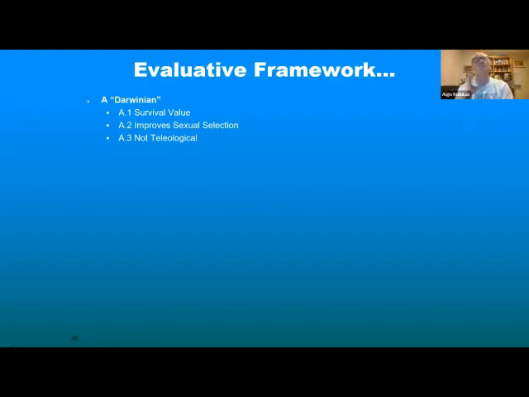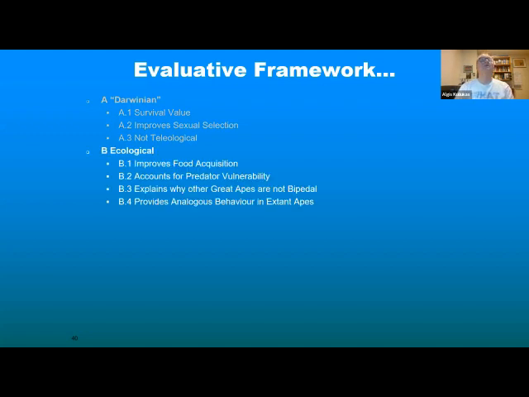So I've got a category of Darwinian things. Whatever it is, it should provide a good survival value. It should provide a good mechanism for survival. It should improve sexual selection or sexual success. It should not be teleological. It shouldn't be because we do it, then that's what the earliest bipeds should have done. It should work all the way along from the very beginning to the very end.